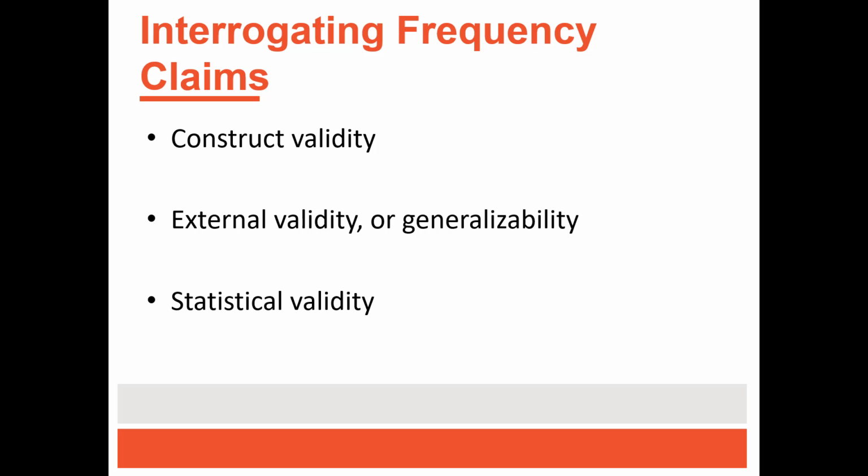Remember, construct validity is how well a conceptual variable is operationalized. For example, 80% of college students have been depressed during the last year. How is depression operationally defined? Were college students simply asked if they'd ever been depressed during the last year? Or was the frequency claim based on a score on a depression inventory, or records from psychological services on campus?